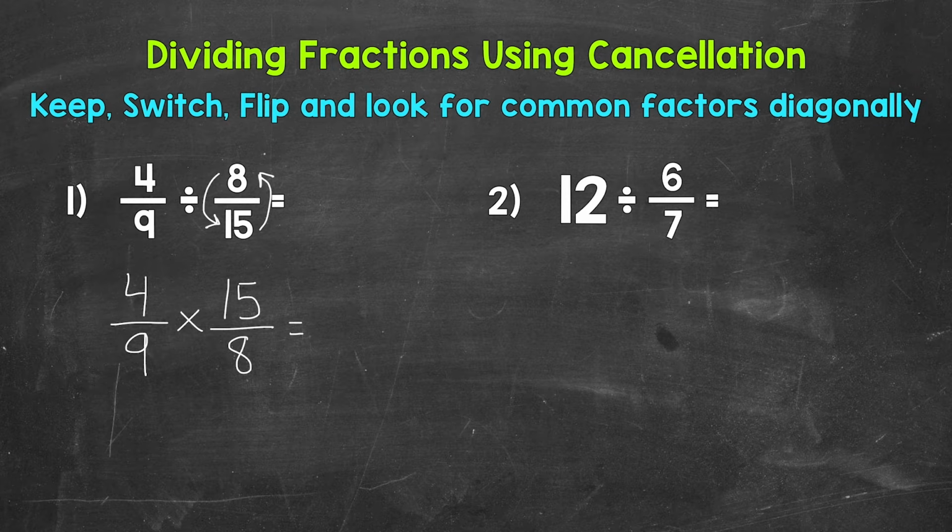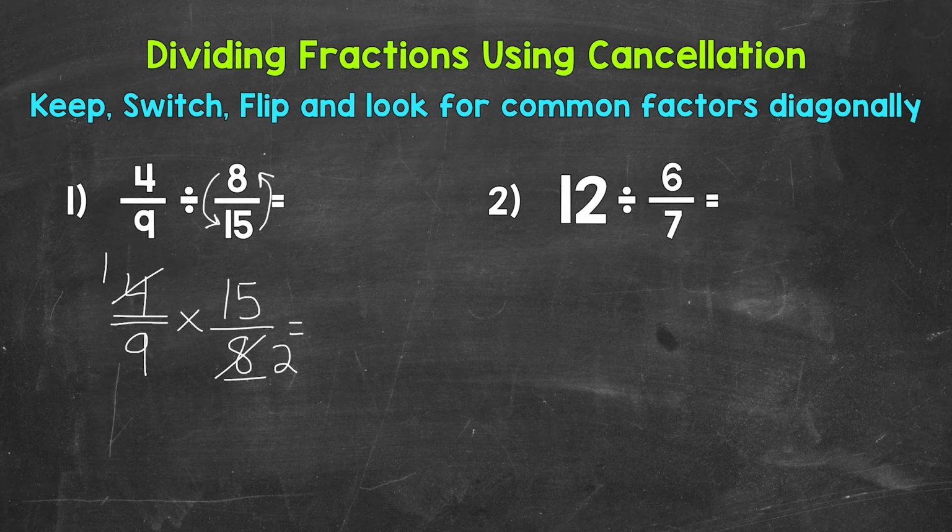Now we can multiply straight across, but before doing so, we can look to use cancellation. When we use cancellation, we look diagonally for common factors other than 1 that we can divide by. Think of this like simplifying fractions, but we are looking diagonally. So for number 1, we look at 4 and 8, and then 9 and 15. Let's look at 4 and 8 first. Are there any common factors other than 1 that we can divide 4 and 8 by? Yes. Let's use the greatest common factor of 4, so we can divide 4 and 8 by 4. 4 divided by 4 is 1. 8 divided by 4 is 2.